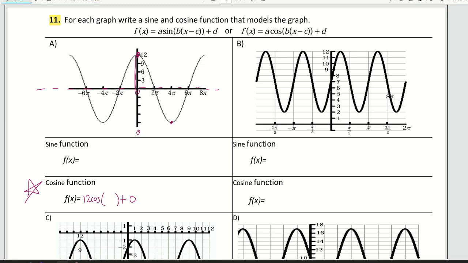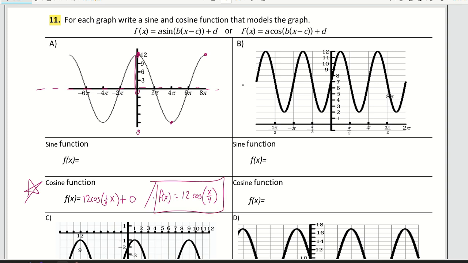It looks like my period is 8 pi. So that means my b must be 1/4, because 2 pi over 1/4 is how I get 8 pi. And then since my phase shift is 0, because I start there, I don't need a plus c or anything like that. So I'm going to rewrite this as f of x equals 12 cosine of x over 4 plus 0. That's it.